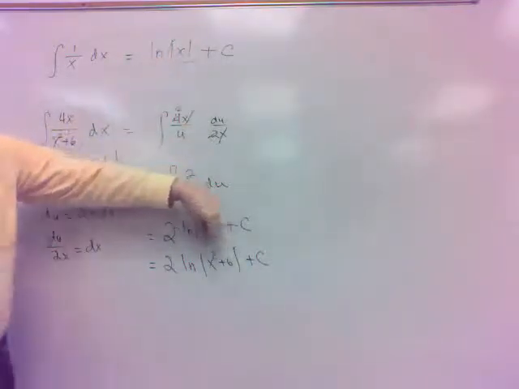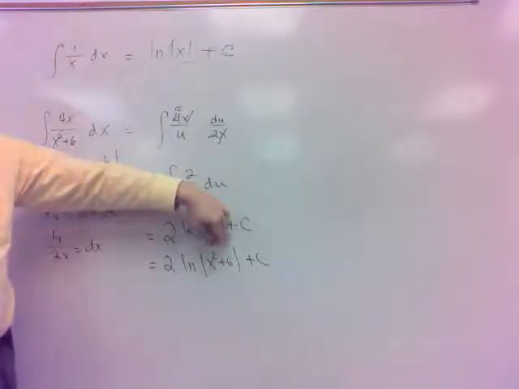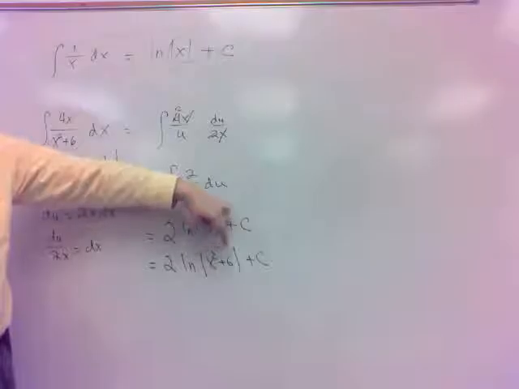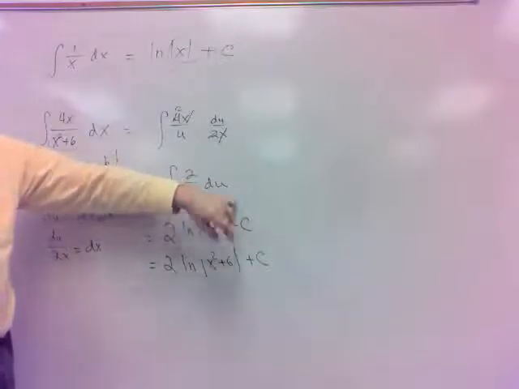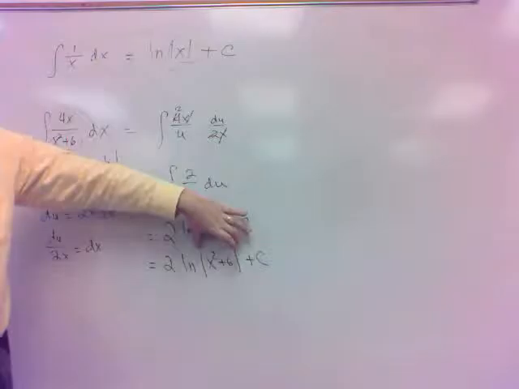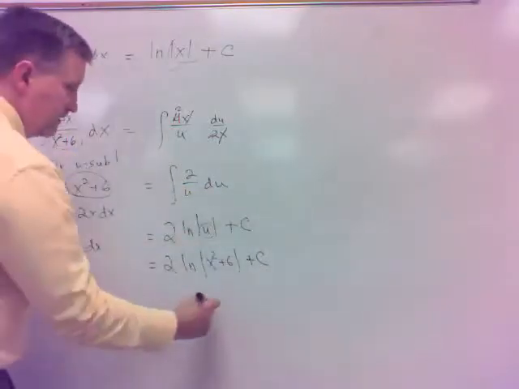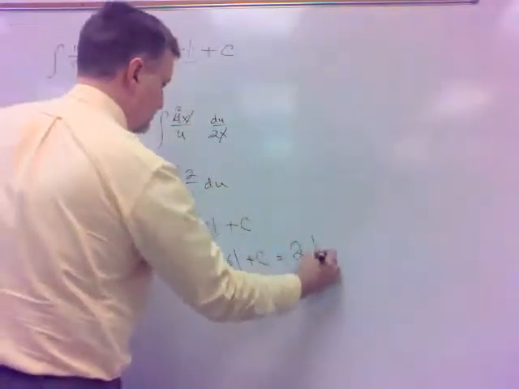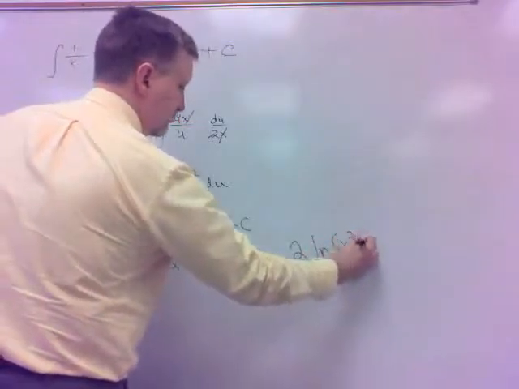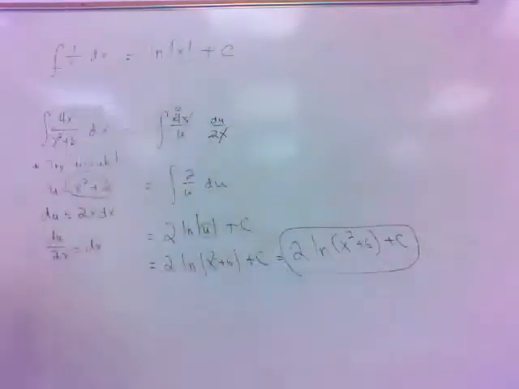But if you'll notice here, are the absolute values really necessary? Why aren't they necessary? This is always going to be positive no matter what, isn't it? If you square an x and add 6 to it, that's going to be positive, so there's never going to be a time when that's negative. So, is it wrong to have them in there? No. Is it better not to have them in there? Yes, in this case. So the ultimate final answer, I would say, is just ln of x squared plus 6. The absolute values are not necessary there.